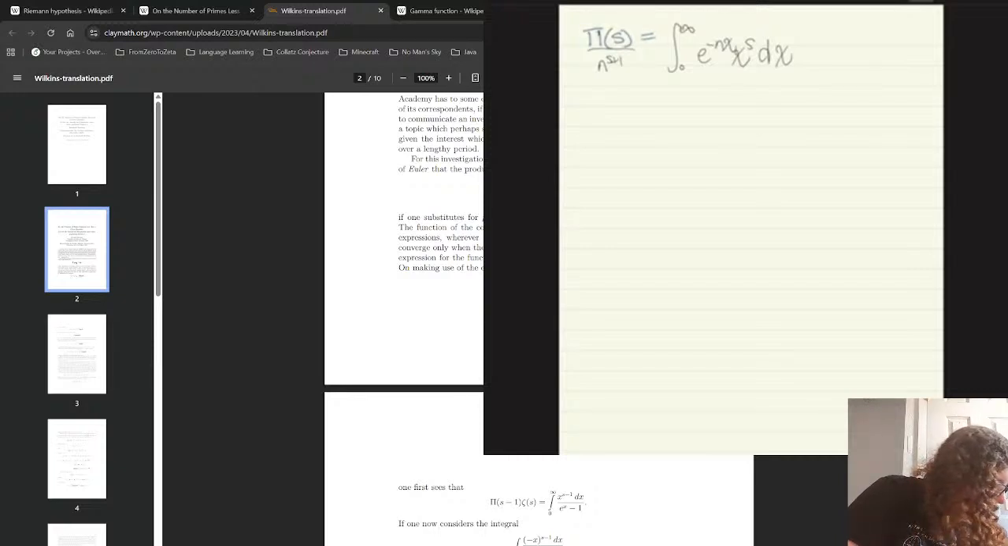And so then our capital pi of s equals n to the s plus 1 times the integral from 0 to infinity of e to the negative nx, x to the s dx.